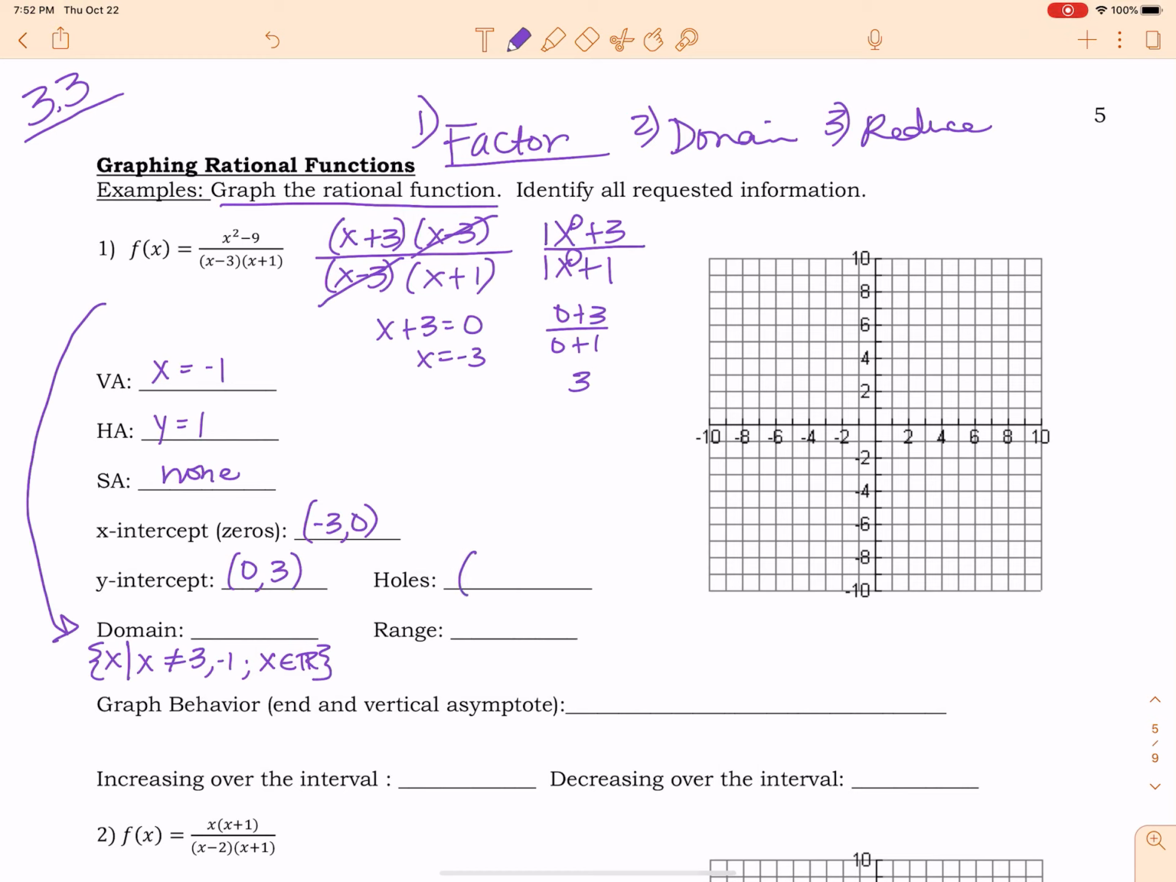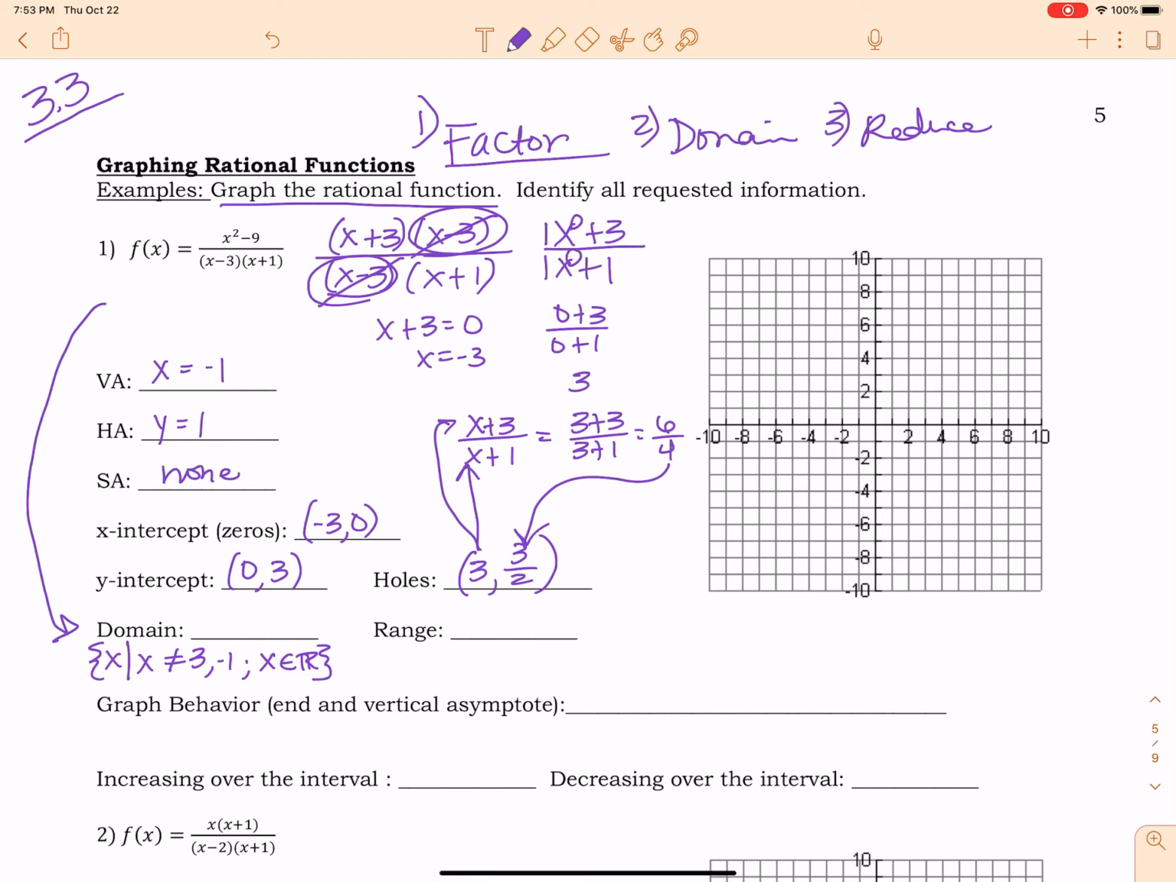There is going to be a hole where x is 3 because the x minus 3 and x minus 3 reduced or canceled out. So now I'm going to use my reduced function, and I'm going to substitute in the 3 here and here to get my y value. That's going to be 6 over 4, and it'll be easier to graph if you reduce it. So 6 over 4 just becomes 3/2, and there's the hole right there.